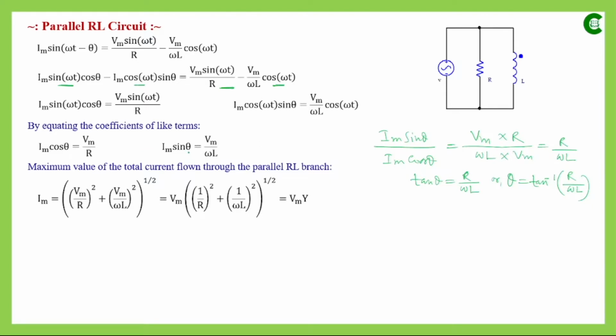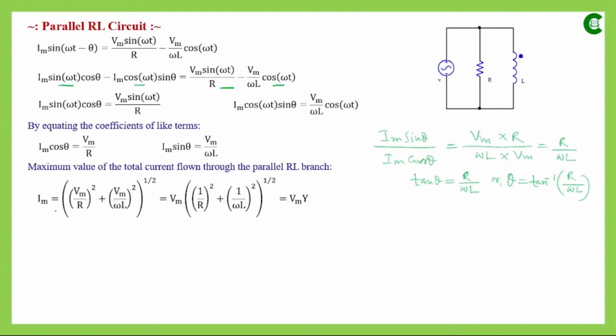So from here, if we take the summation of the squares of both sides of both equations, then it will be Im square cos square theta and Im square sin square theta. Now if we add them, Im square will be the common term on the left side of the equation. So within the bracket it will be cos square theta plus sin square theta, which gives us 1. So it will be simply Im square, and from the right side it will be (Vm by R) square plus (Vm divided by omega L) square.